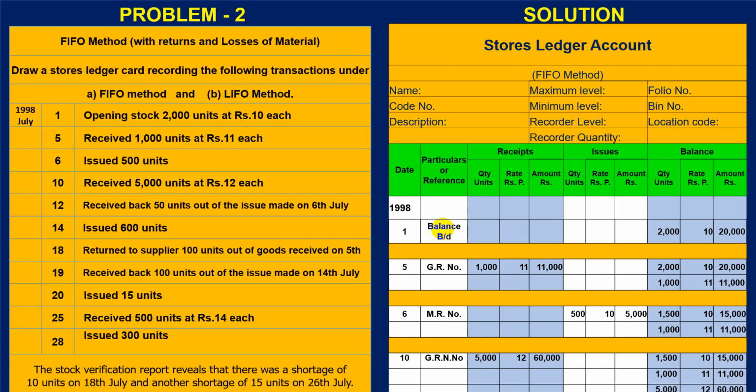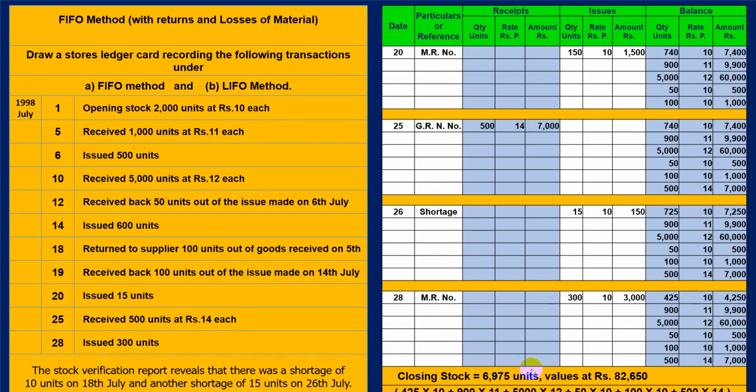The date column comes next, and the particulars column is the opening balance or opening stock. Again, the receipts column is divided into 3, the issue column is divided into 3, and the balance column is also divided into 3. When any material is received, it goes in by GR number, the goods received note number. And when any materials are issued, it is by MR number, the material requisition number. Now here we follow the same method. The sum continues from the opening balance.